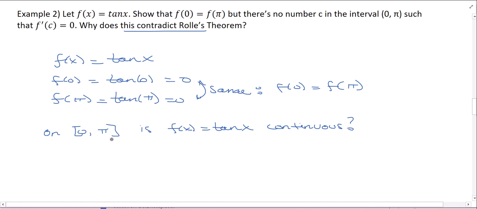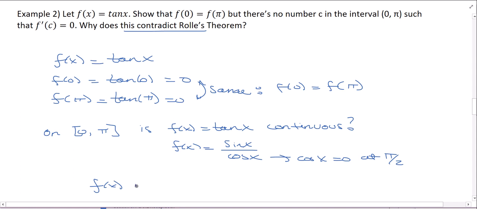What do we think? No, right? Notice that f of x, tangent x is sine x over cosine x. And so this tangent is not continuous whenever cosine is 0. And cosine is 0 at pi over 2 and every multiple of pi over 2. And pi over 2 happens to be in the interval 0 to pi.